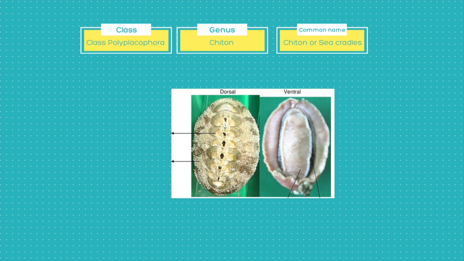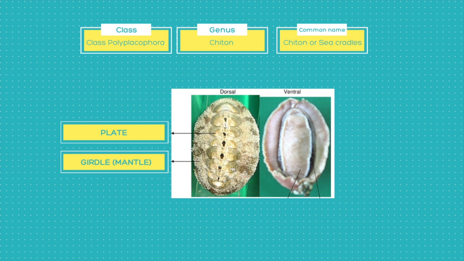Under class Polyplacophora, we see the genus Chiton, more commonly known as the chiton or sea cradles. In the dorsal view of the chiton, we see the first pointed structure called the plate, which serves as protection for the chiton and helps them flex upward when they need to move across uneven surfaces. Near the edges of its plate, we see the second pointed structure, which is the girdle. Located along the chiton's mantle, this girdle is used to catch small invertebrates and small fish.